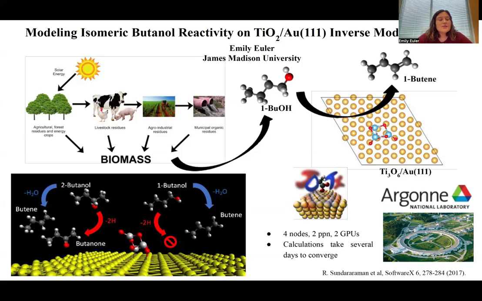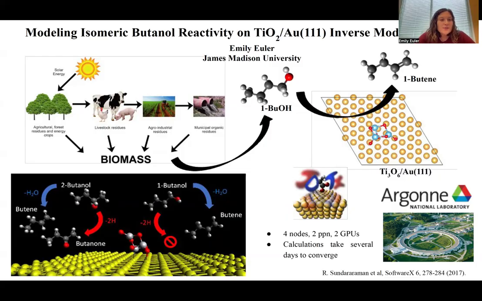Our experimental studies showed that 2-butanol on the bottom left formed both the dehydrated product butene and the dehydrogenated product 2-butanone, whereas 1-butanol selectively formed butene, the dehydrated product. So I use supercomputers at Argonne National Laboratory and a plane wave density functional theory software, JDFTX, to look at adsorption energetics and intermolecular interactions occurring on the surface to see why these reactivity and selectivity patterns are occurring.